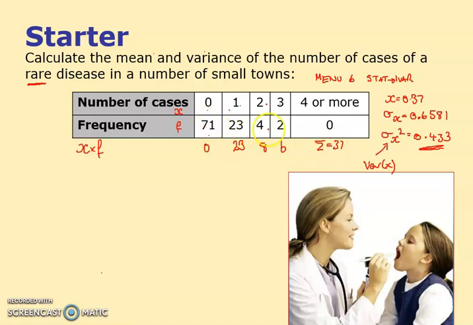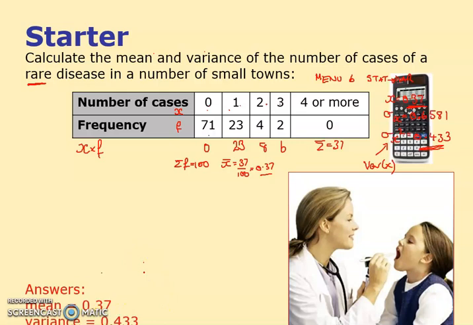And if you add those up all together, I think you get 100. So if you like, sigma f is 100. And that's why x bar is 37 divided by 100, which is 0.37, which is, of course, the answer we got over here. Now, getting the variance out of that is much harder. That's why I personally cheated and just quite liked typing them in. Anyway, there we go.